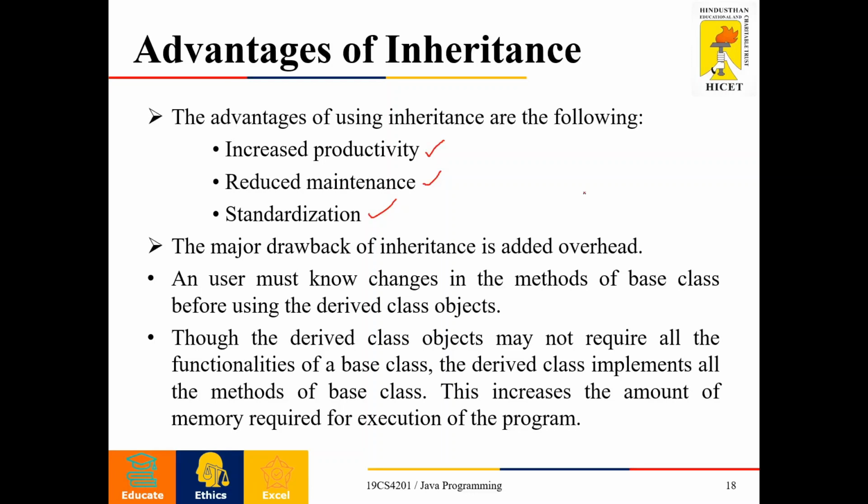The major drawback of inheritance is added overhead. Why? Because a user must know the changes in the methods of the base class before using the derived class objects. Why? Because the derived class objects may not require all the functionalities of a base class. So if it implements all the methods of a base class, it has increased overhead, because the amount of memory required for the execution of a program will in turn increase.